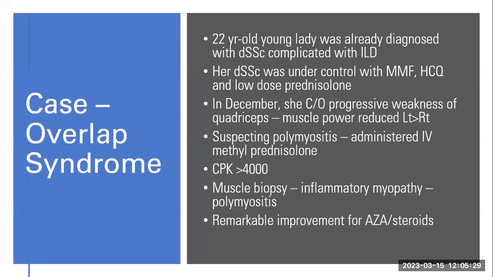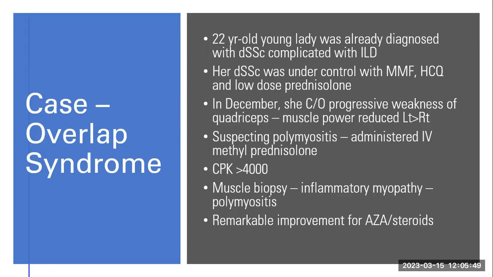That concludes polymyositis. Now we'll move on to overlap syndrome. So what is overlap syndrome? Let me start with a case. This is one of my patients who is currently in my ward. This is a 22-year-old young lady who was diagnosed with diffuse type systemic sclerosis complicated with interstitial lung disease.